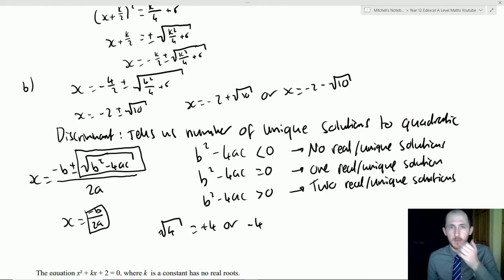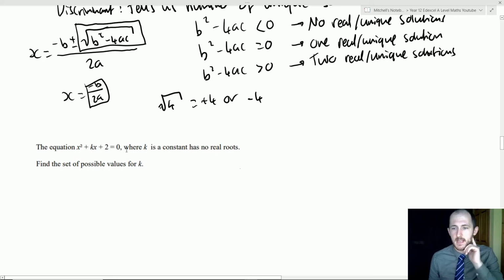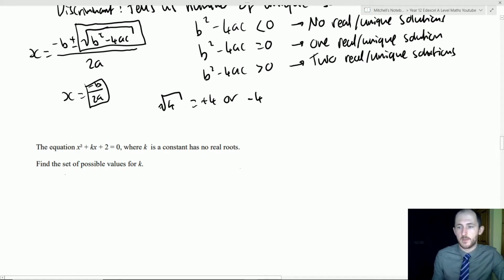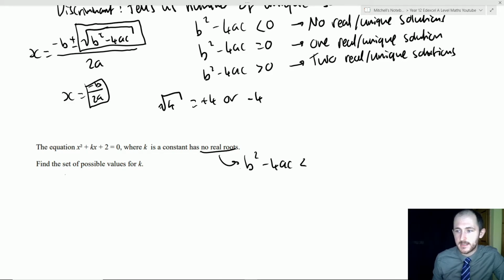That's where the discriminant comes into play. And you can be asked to do various things. So one common thing is it has no real roots, so find the set of possible values. Well, if it has no real roots, then that means b squared minus 4ac is less than 0. So no real roots means b squared minus 4ac less than 0.